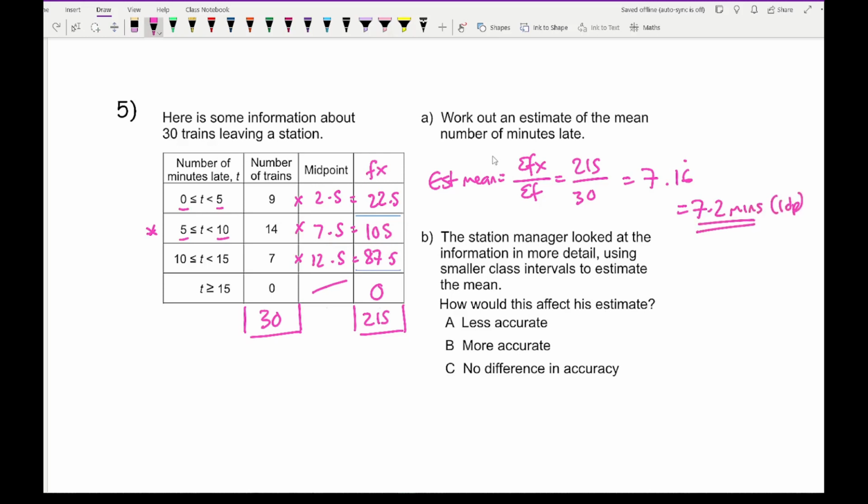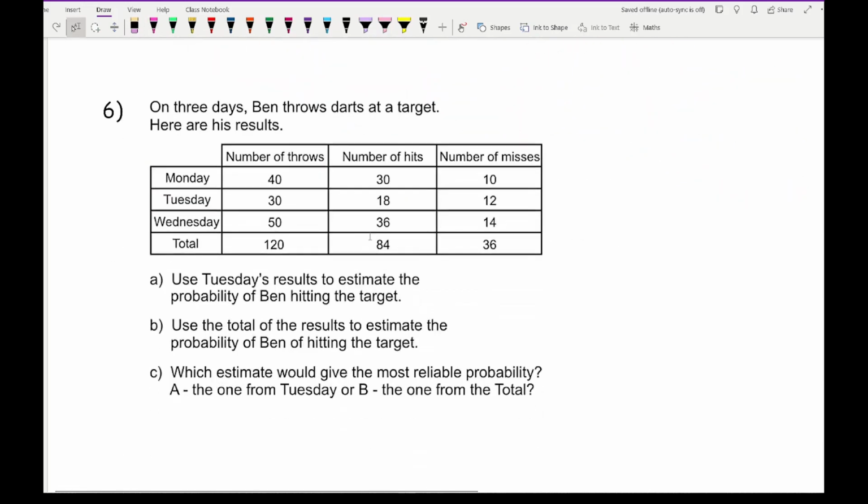Then for question B, it says the station manager looked at the information in more detail using smaller class intervals to estimate the mean. How would this affect your estimate? Well, if you're using smaller class widths, then that's going to make it more accurate. So B is the option you need to highlight there.